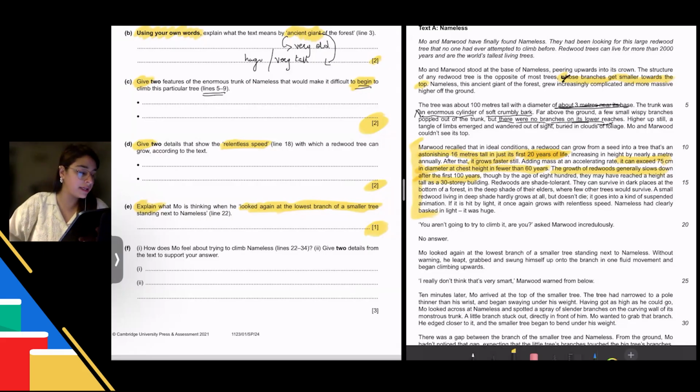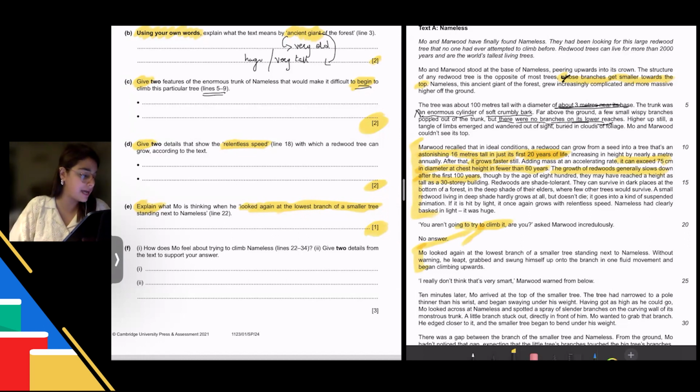So the question says, what is he thinking? The context here is to talk about how he is trying to climb up the Nameless, right? So looking at the lines right before this, 'You aren't going to try to climb it, are you?' asked Marwood. So basically, the idea of climbing is what's going on through his mind. So we link this line, which we have been given within the question, to the information that was highlighted right before to give us a context of what he could possibly be thinking.